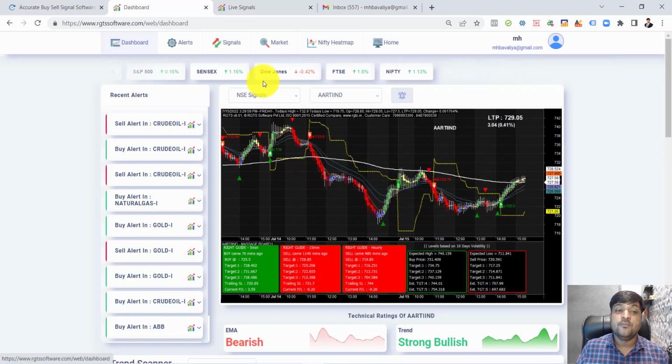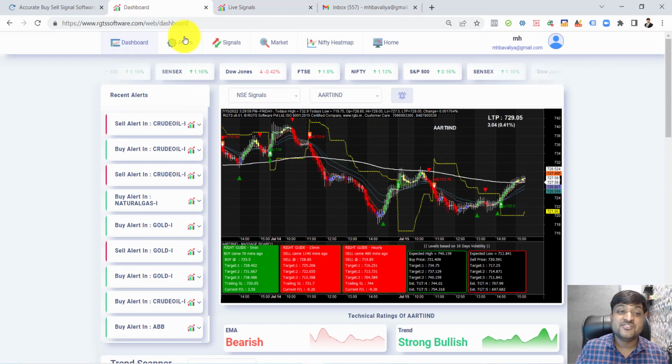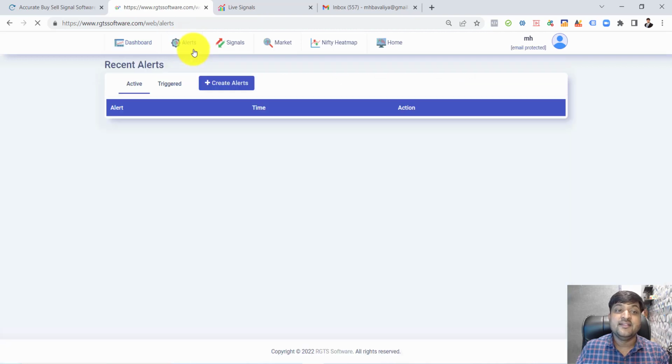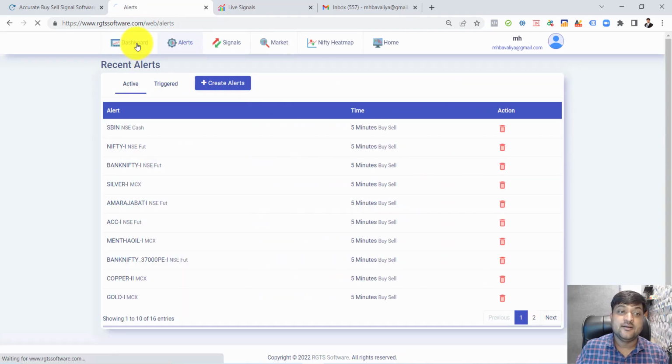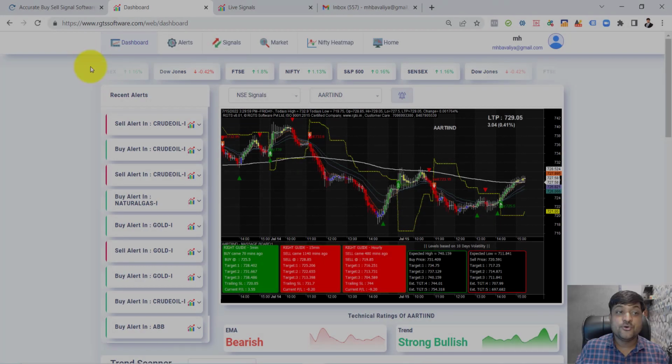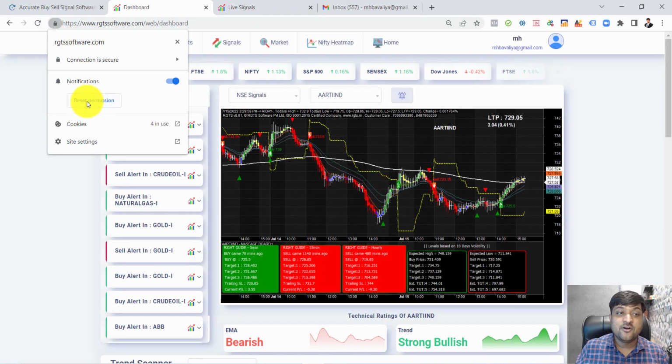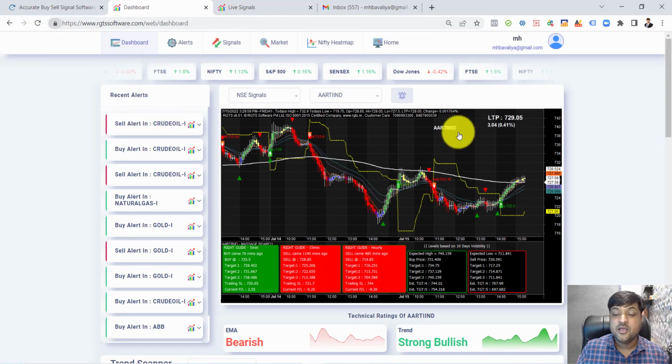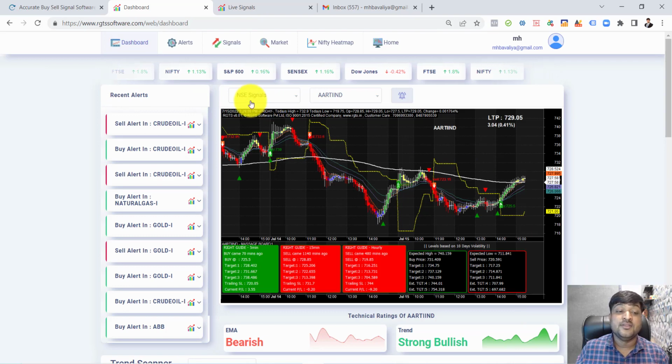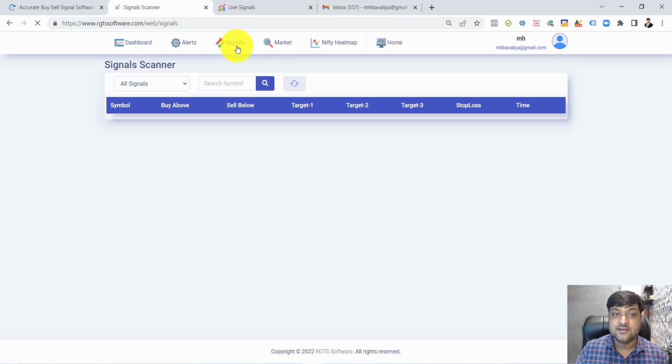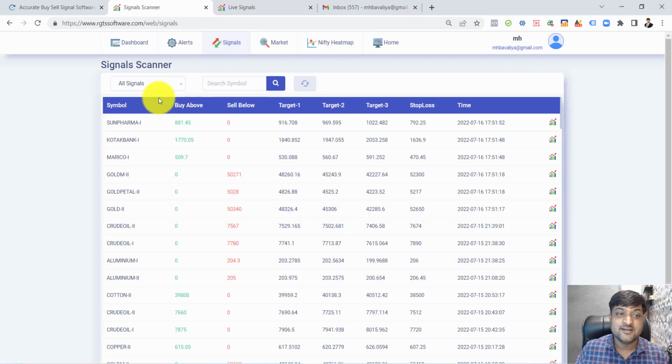Okay, so from the buy and sell signals, one thing is you can create alerts. If you create the alerts, you get the alert in this side panel. Also, if you enable the notification for the website, you get the notification whenever the buy and sell signal is generated. So for the buy and sell examples, I'll take a few more examples from the signals.